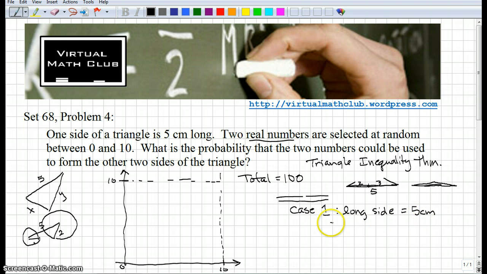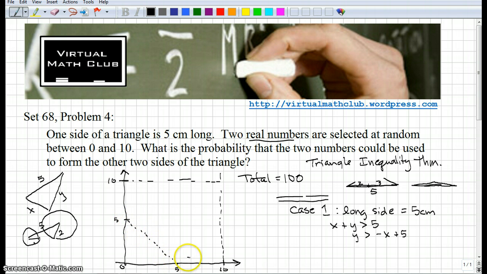So in this case, x plus y has to be greater than 5 by the triangle inequality theorem. Or I could rearrange that as y is greater than negative x plus 5. And we could show that on here. If you've had any algebra, this is essentially in point slope form. So the y-intercept is going to be 5, and it's going to have a slope of negative 1. So it's going to come down here. Let's say this is 5, and it's going to look like this.